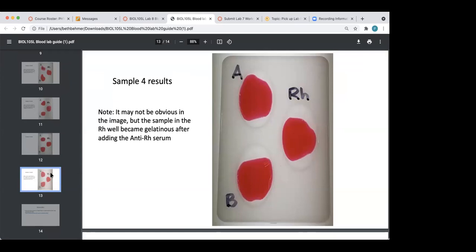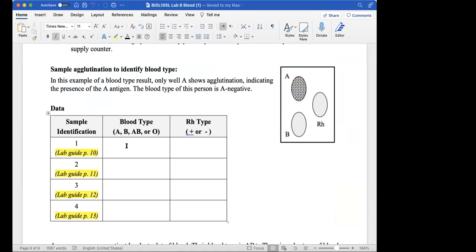So I'm going to see if you can do that part on your own. You're going to put all your results here. You're going to give the blood type and then put if it's positive or negative. And it takes you through again how to do this. So in this example, only the A shows agglutination, indicating the presence of that A antigen. So this person is A negative because the RH did not agglutinate.